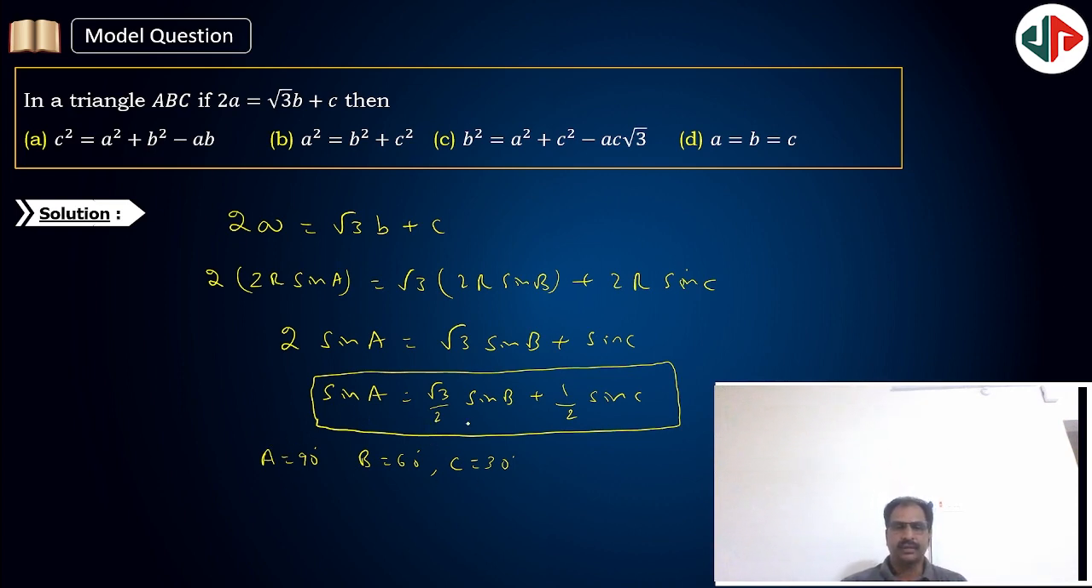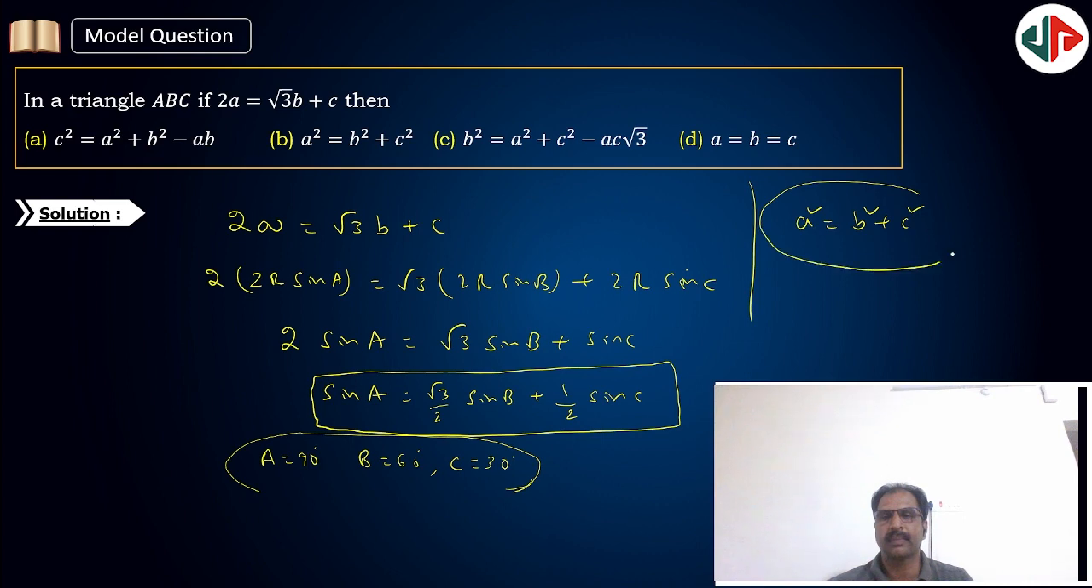Sin 90 is 1. The right hand side is root 3 by 2 into root 3 by 2, which is 3 by 4, plus 1 by 4, which is 1. So this triangle is a right angle triangle, right angle at A. If right angle at A, then the condition we have is a square is equal to b square plus c square. So option B is correct.